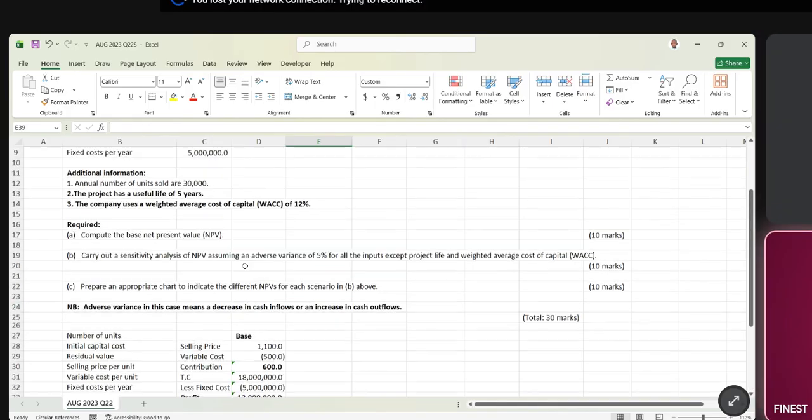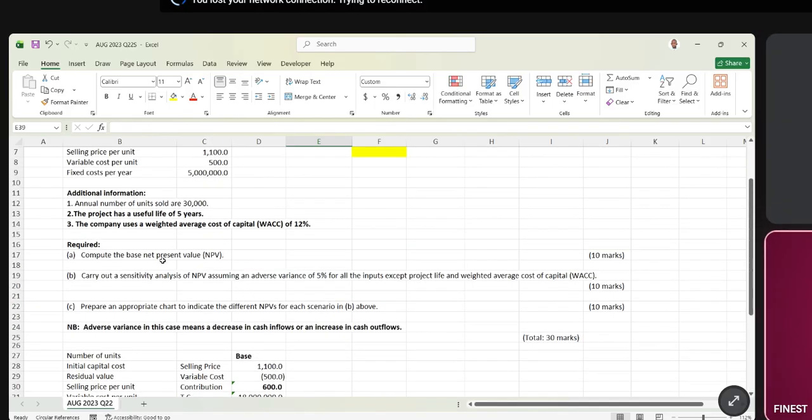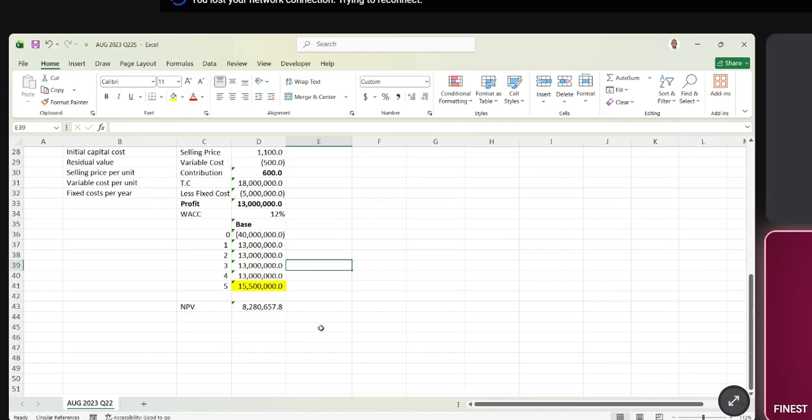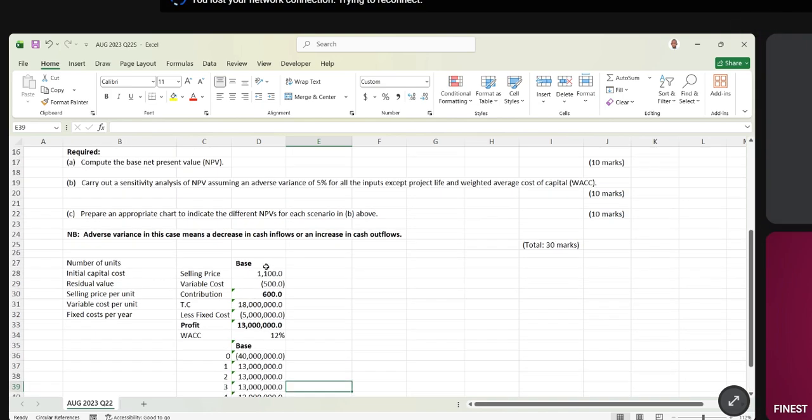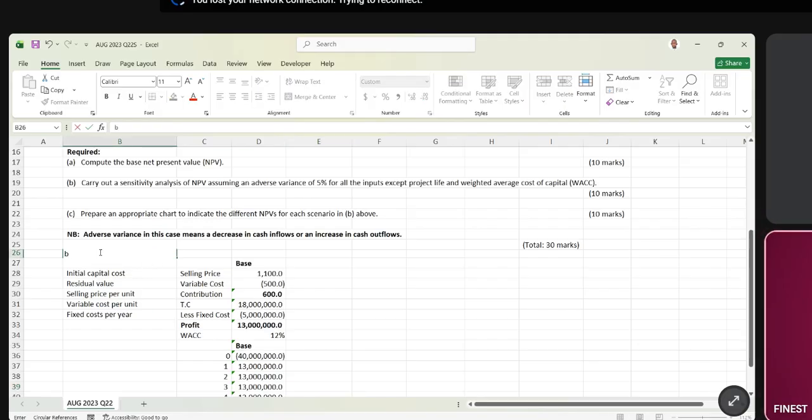So we have answered question one: compute the base net present value. Of course, they are saying 10 marks, but this is before they revised, so this should be around maybe 5 marks. Now we go to the next. So we are done with the base case.